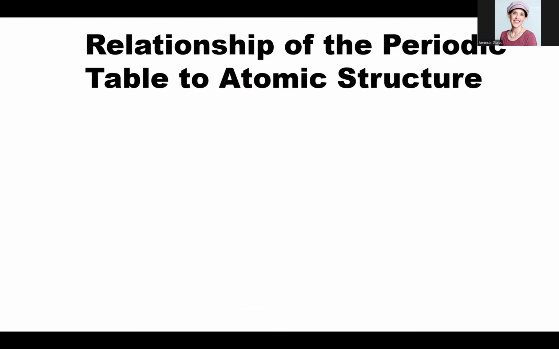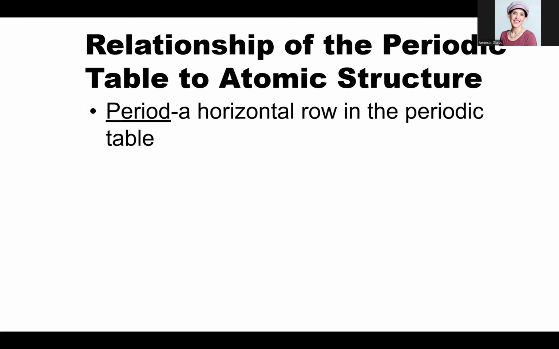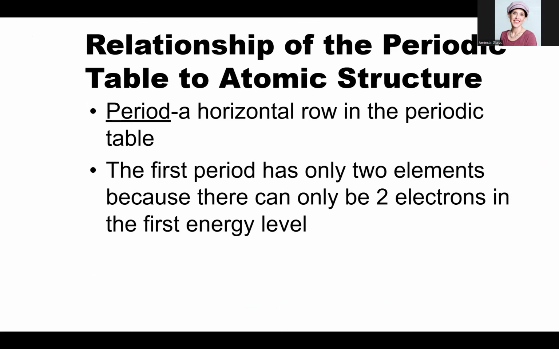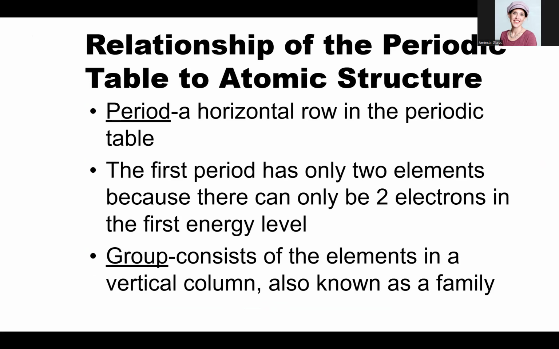Now, the relationship of the periodic table to the atomic structure, I already mentioned that a period is a horizontal row in the periodic table. The first period has only 2 elements because there can only be 2 electrons in that first energy level. A group is a vertical column. Sometimes it's called a family because they have similar characteristics, just like genetically, your family has similar characteristics.